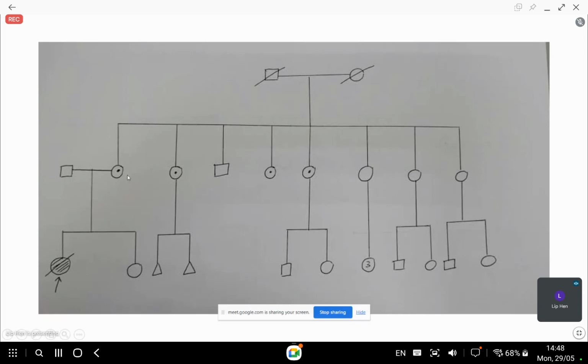And then this is the mom. Mom is a translocation carrier. So for a carrier, we put a dot inside. The sisters have had 2 miscarriages before.